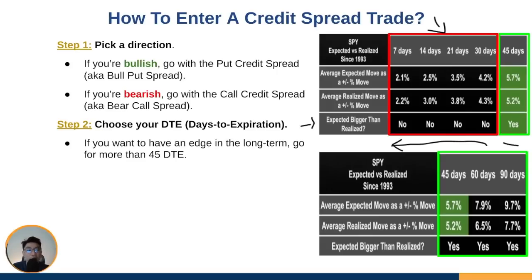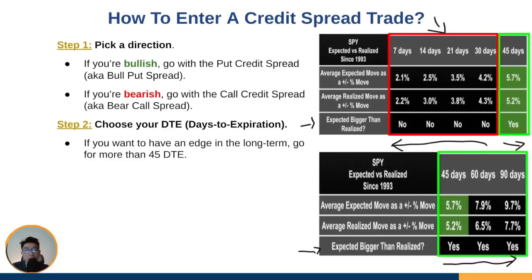But from 45 days onwards, as you can see down here, 45 all the way to 90 days, you see that the expected move is bigger than the realized. And the answer is yes. It shows that you actually have an edge when we are trading the longer term DTE.